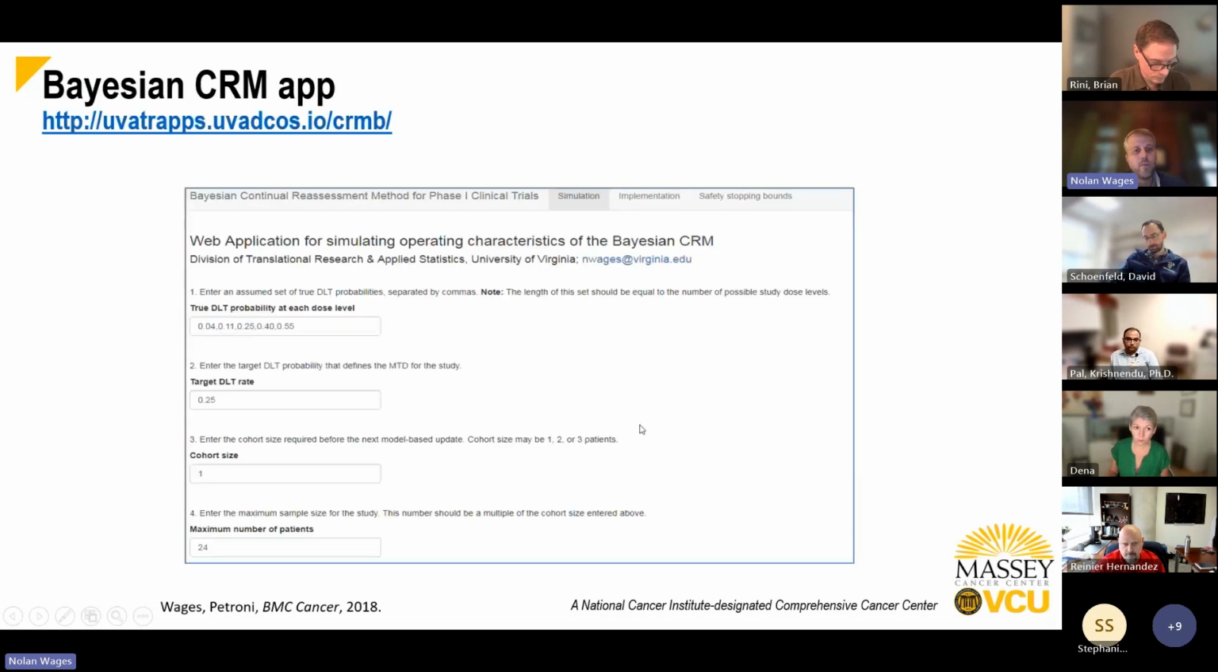And we have a CRM app that we developed that can be used to design these studies and make it easy to design and implement these studies. So you have a tab for simulation and a tab for implementation here to be able to make this process more efficient.